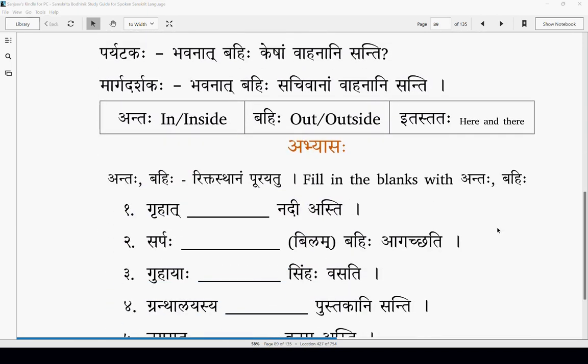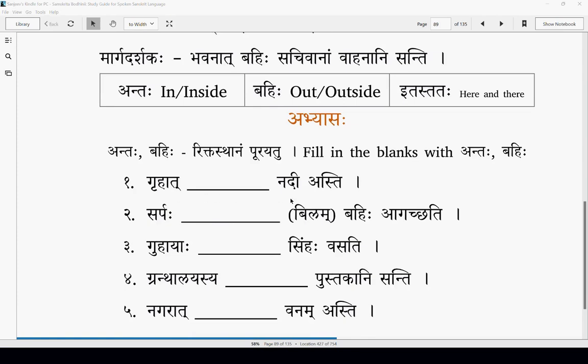There are some exercises here. Sarpah bilat asti, so bahi agacchati. Gruhat bahi. Nadi asti. Guhayaha. So what do we want to use here? Antah bahi. Simhaha vasati. Antaha. Granthalayasya antah bahi. Antah. Nagarat bahi. So again antah, bahi. These are used like this, meaning inside and outside. And they are avyayam. They do not have any vibhakti forms.